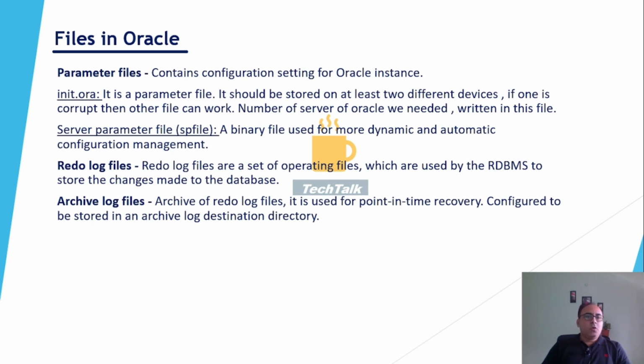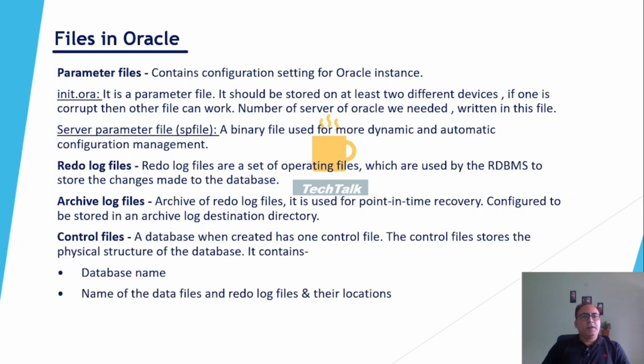Then we have archive log files. Archive log files are one of the types of redo log files, which are configured in order to recover different sorts of information from time to time. It can be configured in the log destination directory.